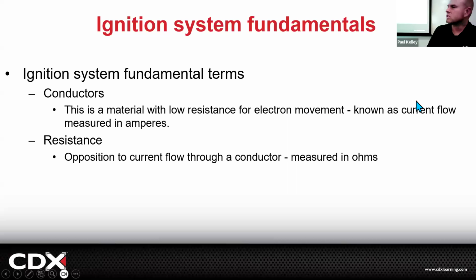All right, and then let's define resistance. Resistance is just the opposition to current flow, which we measure in ohms, right? So when we talk about conductors, just know that's things like iron, silver, copper, something like that. Resistance is the same as resistance has always been. It's opposition to current flow.